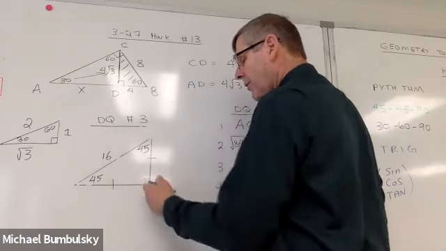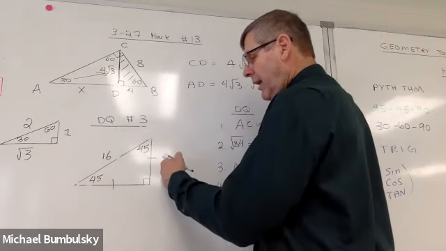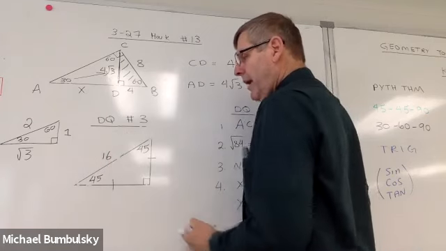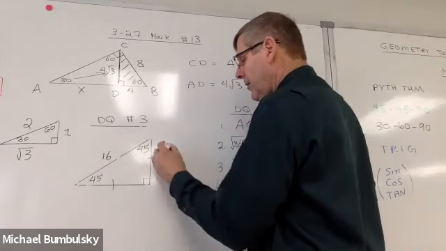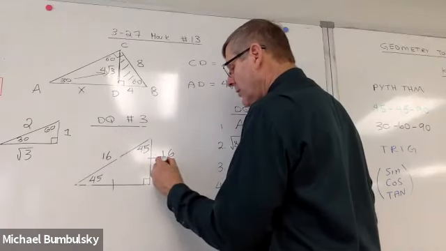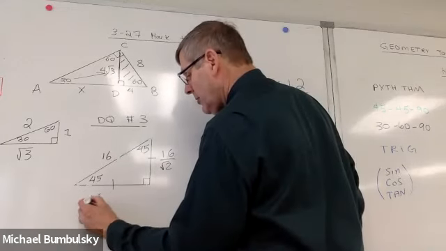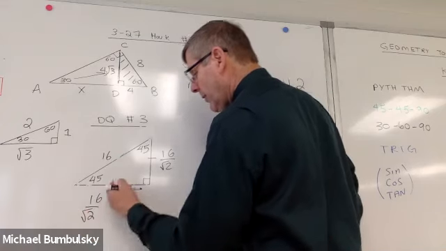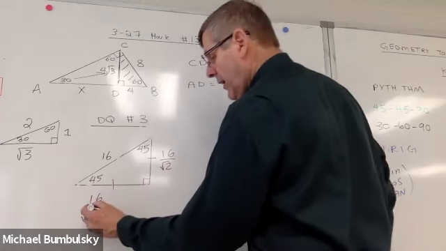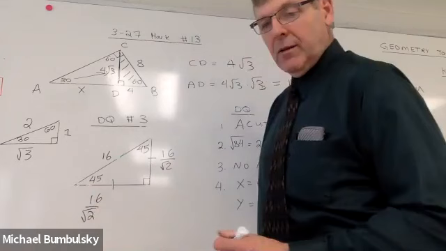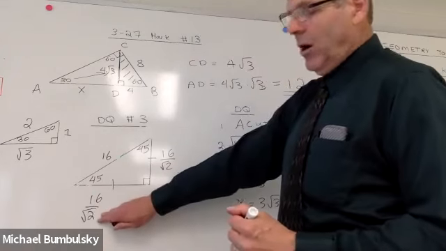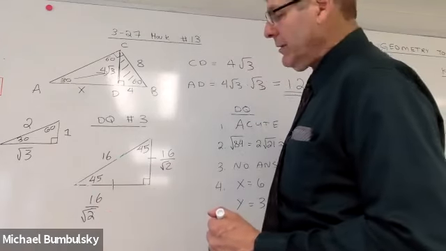What do we know about a 45, 45, 90? Any leg times the square root of 2 gives you the hypotenuse. Any hypotenuse divided by the square root of 2 gives you a leg. So that's 16 over the square root of 2, and this is 16 over the square root of 2. They're both the same. However, we can't simplify it. We can't call it simplified if we have a radical in the denominator.